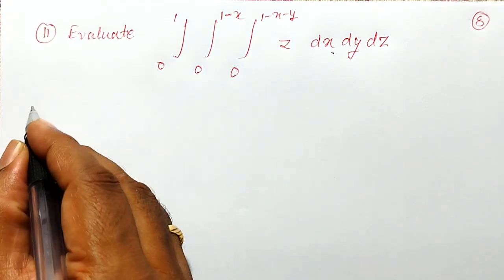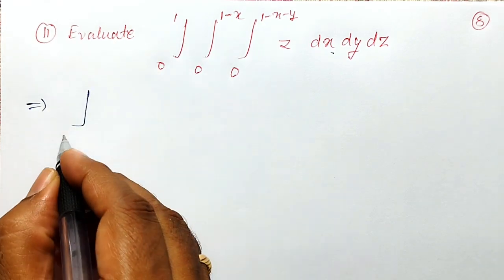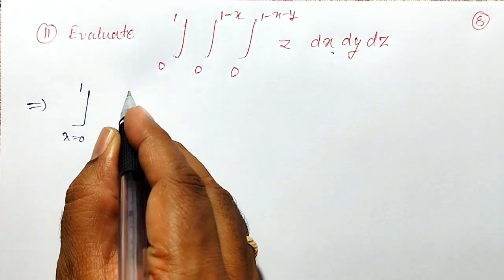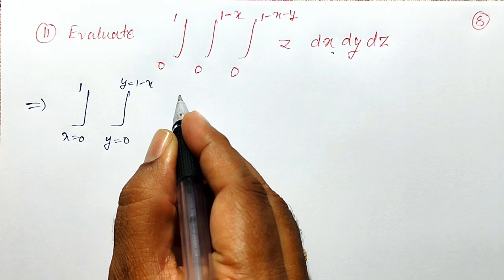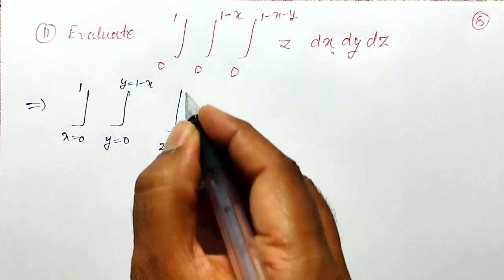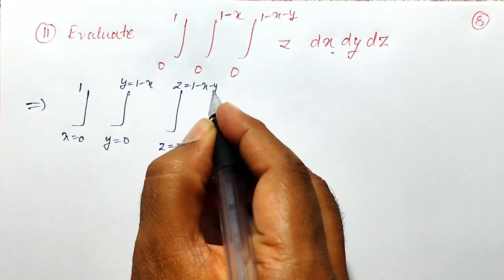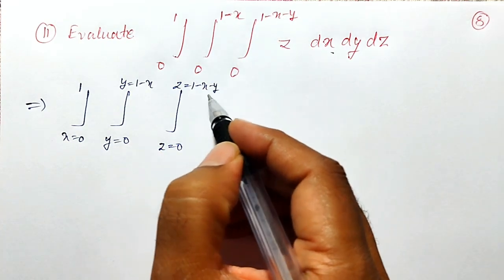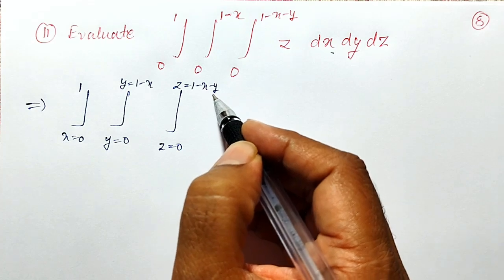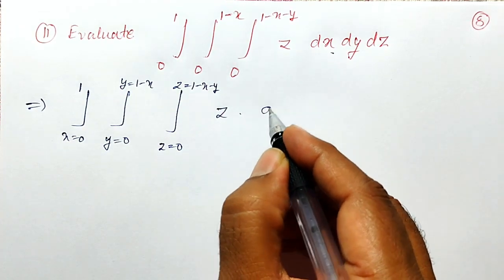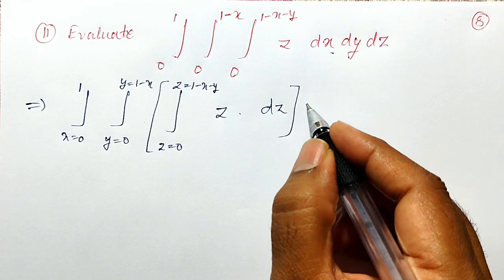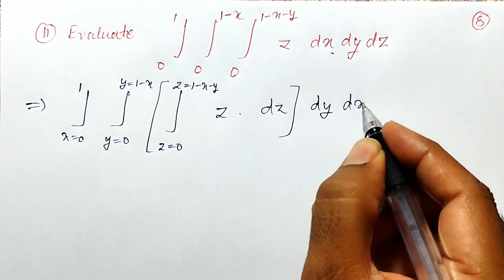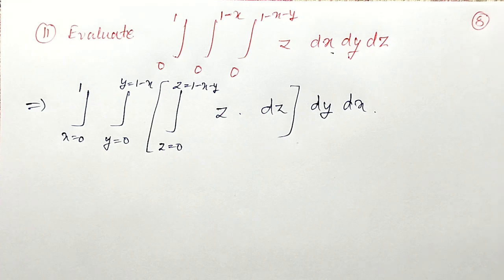I will rewrite the given function as integration from x equal to 0 to 1, second one it must be y equal to 0 to y equal to 1 minus x, and third integration is from z equal to 0 to z equal to 1 minus x minus y, because it is a function of two variables here. First with respect to z, therefore I will write dz here first and put the bracket which is to be integrated first, into dy, then with respect to x.